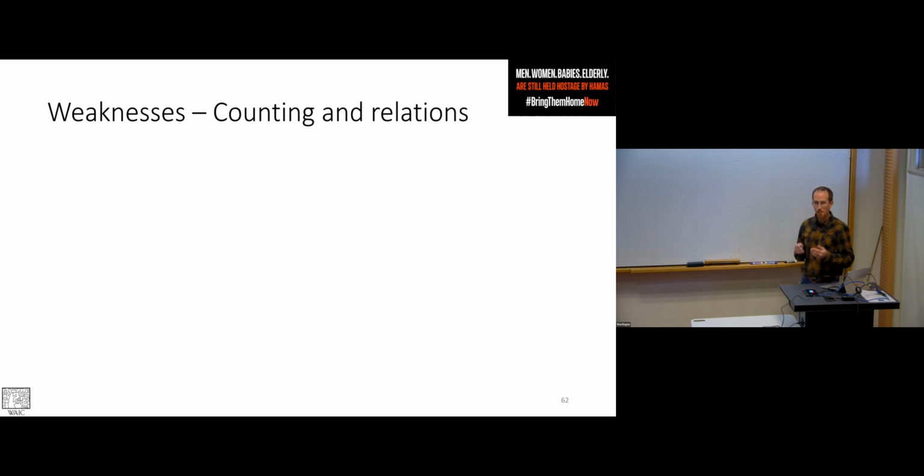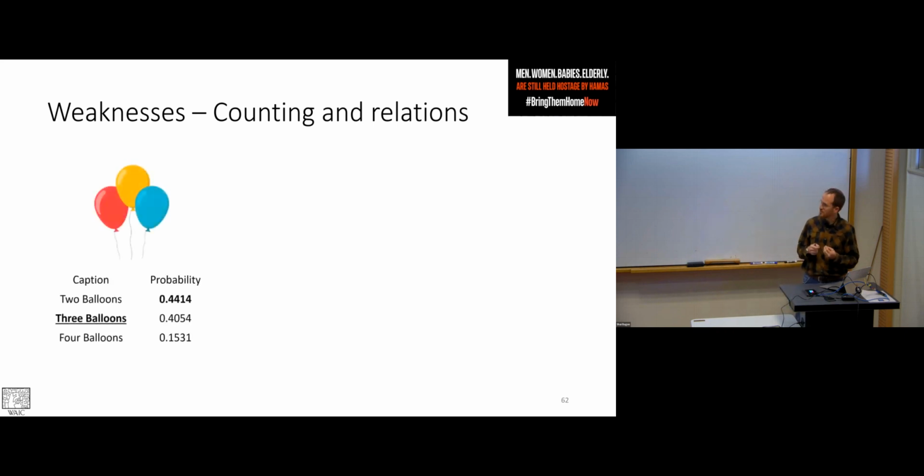CLIP matches well between text and images, but it's not very accurate in terms of counting, for example. If we give it this image of balloons and ask whether it is 2 balloons, 3 balloons, or 4 balloons, although there are 3, it actually thinks that 2 is more likely here. So it doesn't really know how to count. I think Michal and Tali had a follow-up work where they taught CLIP how to count.